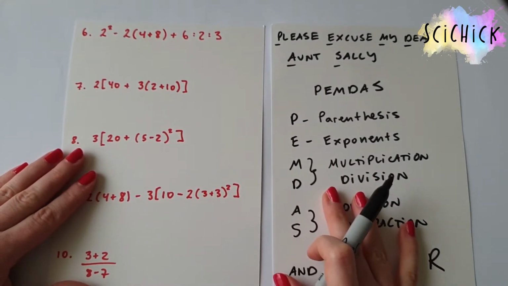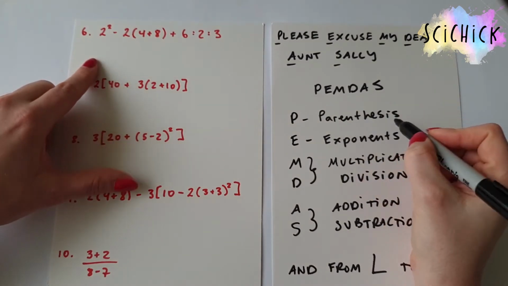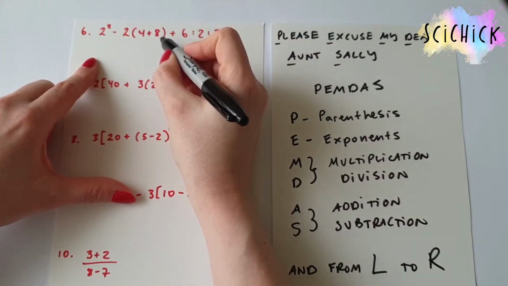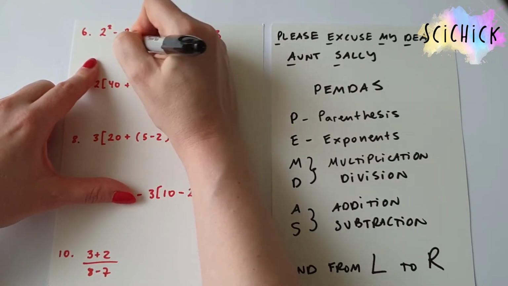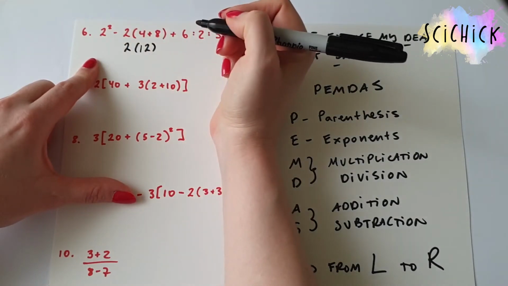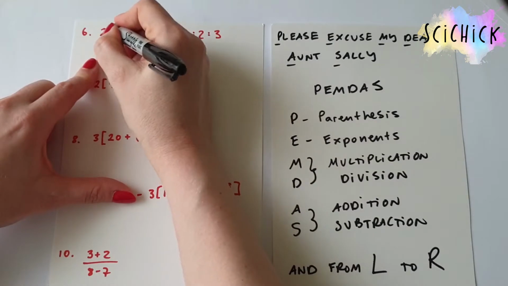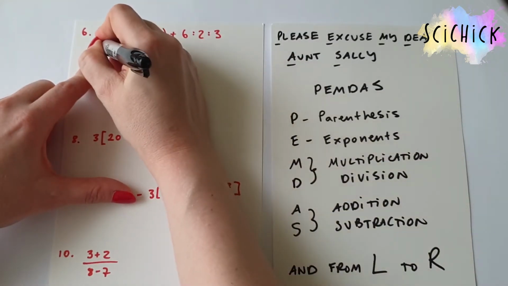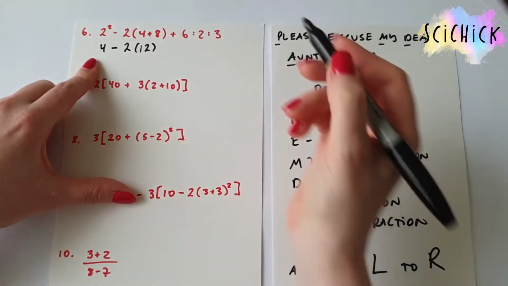Okay, so we start again. Parentheses. We do 4 plus 8, which is 12. And again, I'm going to bring the 2 with me. You remember that this is 2 times whatever is inside the parentheses, yeah? Okay. Exponents, we do. 2 times 2 is what? It's a 4. And a minus, that was brought down with the parenthesis guy.